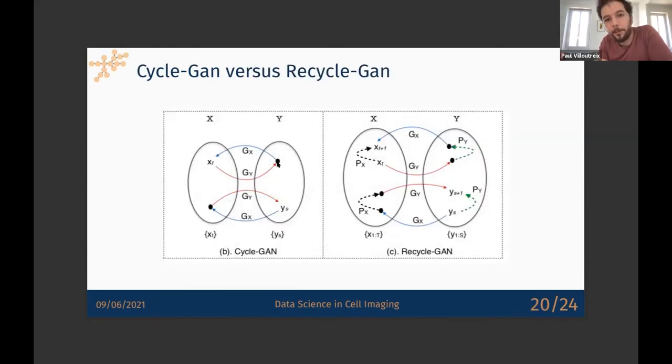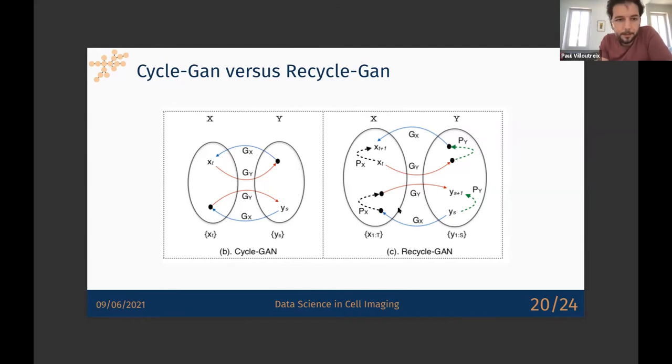I told you, you have one mapping from one domain to the other, and you try to be as close as possible to the first one. In recycle GAN, you add another aspect, which is a temporal predictor, PX, and a temporal predictor, PY, in each of the spaces. And in addition to being able to go back to your initial points, you also want to be consistent with temporal dynamics within each of the spaces. So you will try to predict the time sequence in each of the spaces and have it consistent with the mapping from one space to the other.